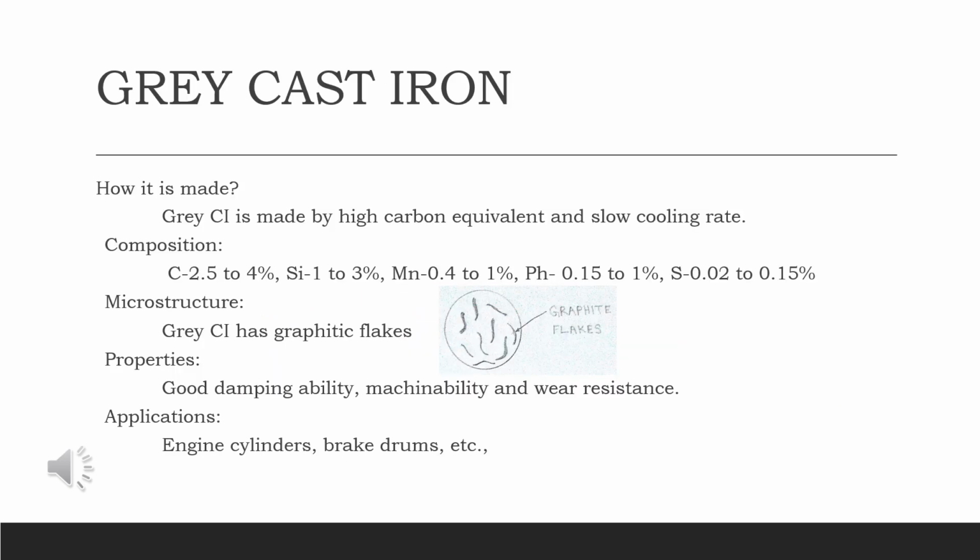Here is gray cast iron. Gray cast iron is made by high carbon equivalent and slow cooling rate. I have given here the composition of gray cast iron. From grade to grade, the composition will vary. Let's see the microstructure of gray cast iron.